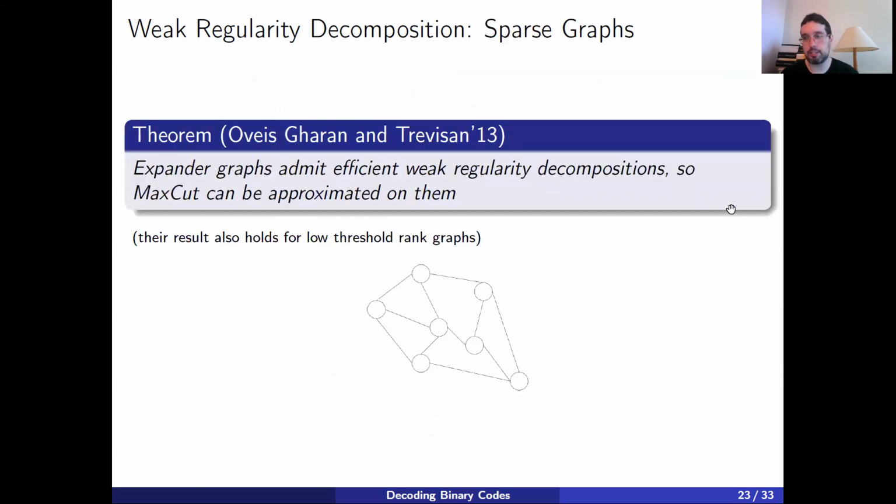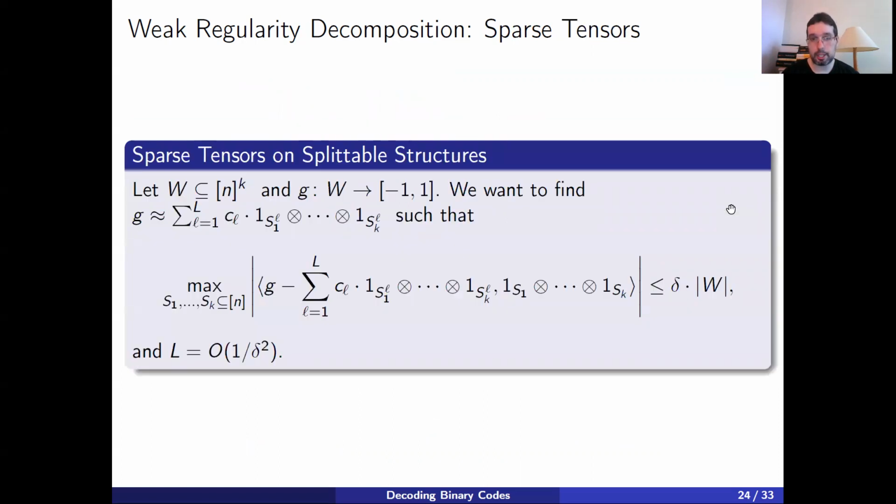And Oveis-Gharan and Trevisan extended those results that were for the dense case of Frieze-Kannan to the sparse case, for expanders and even low threshold rank graphs. And in our case, we are dealing with this higher order collection of tuples. So the tensors are natural in our case. The matrix will be a 2-tensor. Here we need to look at k-tensors.